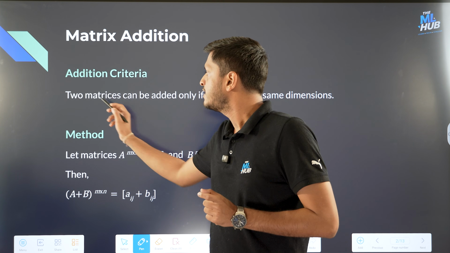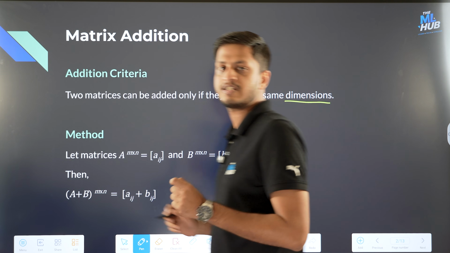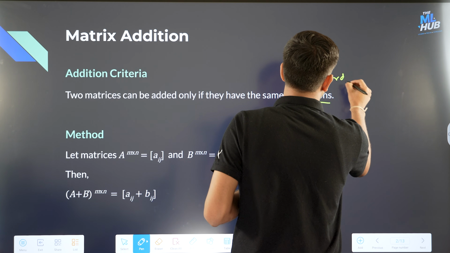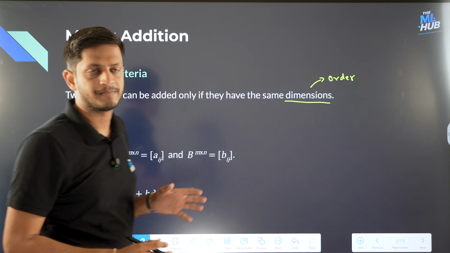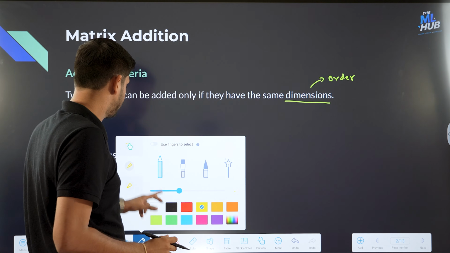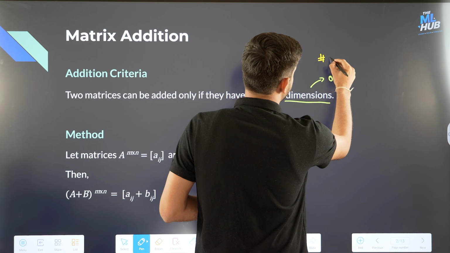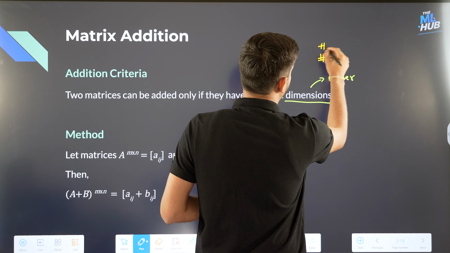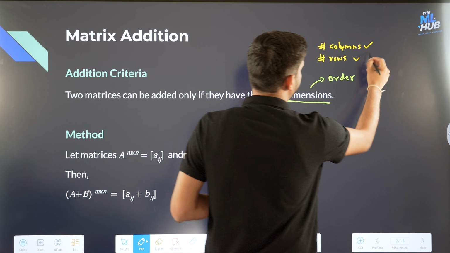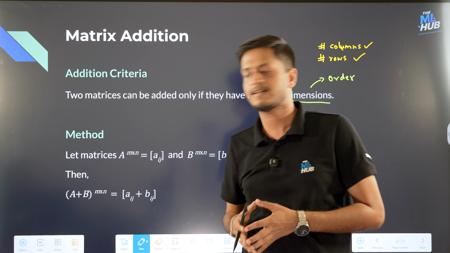So the addition criteria is that two matrices can be added only if they have the same dimensions. What is dimension? Dimension is order, which means the number of rows and number of columns. So we can only add two matrices if they have the same dimension, which means the number of rows is the same and the number of columns in both matrices is also the same. Both values should match, okay? Then only can two matrices be added, and the same criteria applies for subtraction, as we will see later.